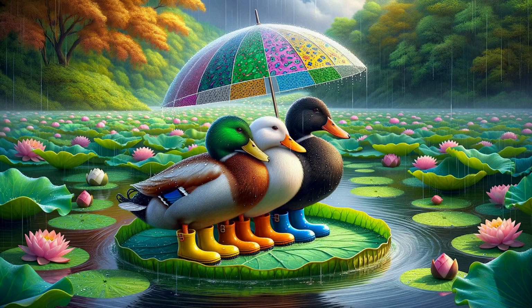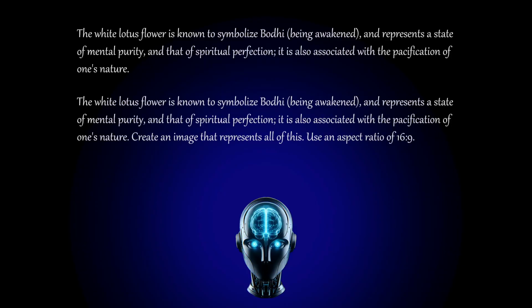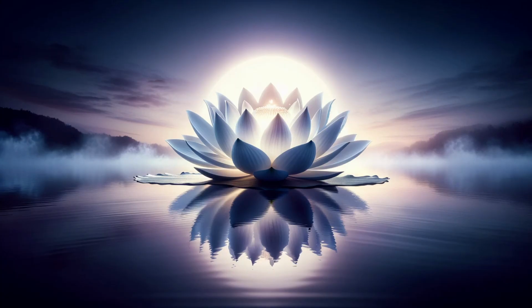As soon as I read this, I thought it would be interesting to ask Dall to make us an image, so I gave this prompt, guys. So the exact same thing as before: the white lotus flower is known to symbolize Bodhi, being awakened, and represents a state of mental purity and that of spiritual perfection. It is also associated with the pacification of one's nature. So I gave the same thing, and I said, create an image that represents all of this. Use an aspect ratio, so and so. And then Dall 3 gave me this absolutely amazing image, guys.